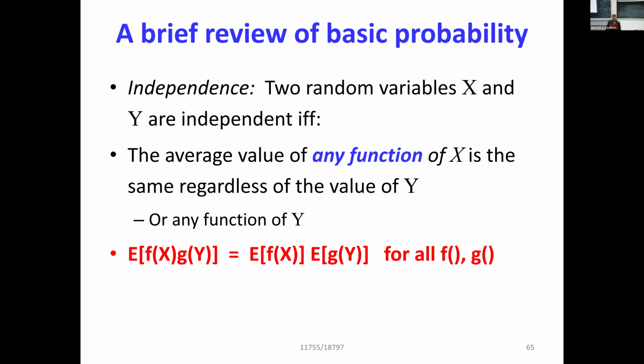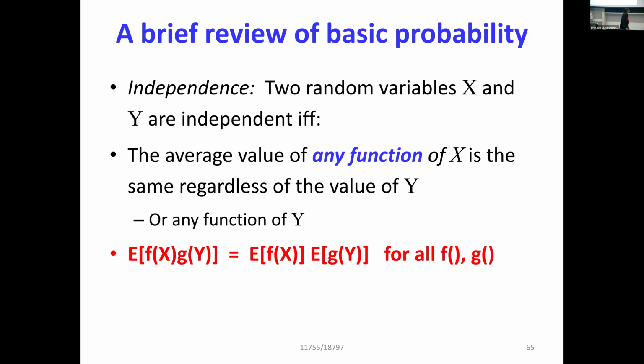Here's how I do it. Give me any two functions f and g. I don't care what the functions are. If the expected value of f of x times g of y is the expected value of f of x times the expected value of g of y, for every pair of functions f and g, this means x and y are independent. What this means is that if I can manipulate x, and this has no influence on y, and if I can manipulate y, and this has no influence on x, regardless of how I manipulate x and y, then the two are independent. That makes sense?